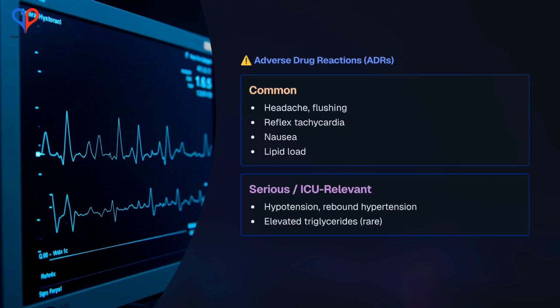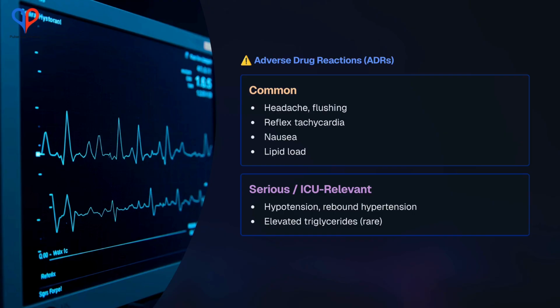The most common adverse reactions include headache, reflex tachycardia, and nausea, all related to the sudden drop in afterload. More serious effects include rebound hypertension if the infusion is discontinued abruptly, and rare cases of atrial fibrillation in susceptible cardiac patients. Because clevidipine is formulated in a lipid emulsion containing soybean oil and egg phospholipids, it is contraindicated in patients with hypersensitivity to these components or those with defective lipid metabolism, such as pathologic hyperlipidemia or pancreatitis.